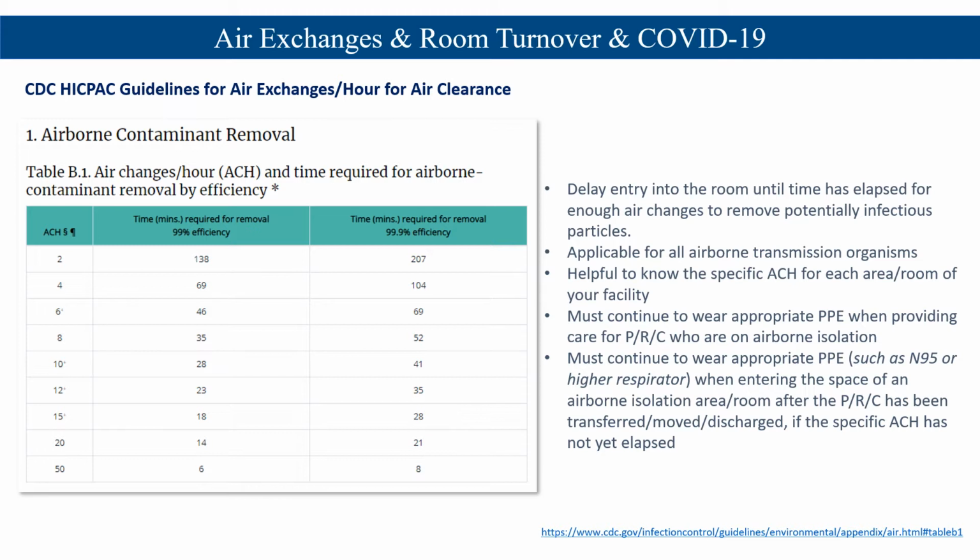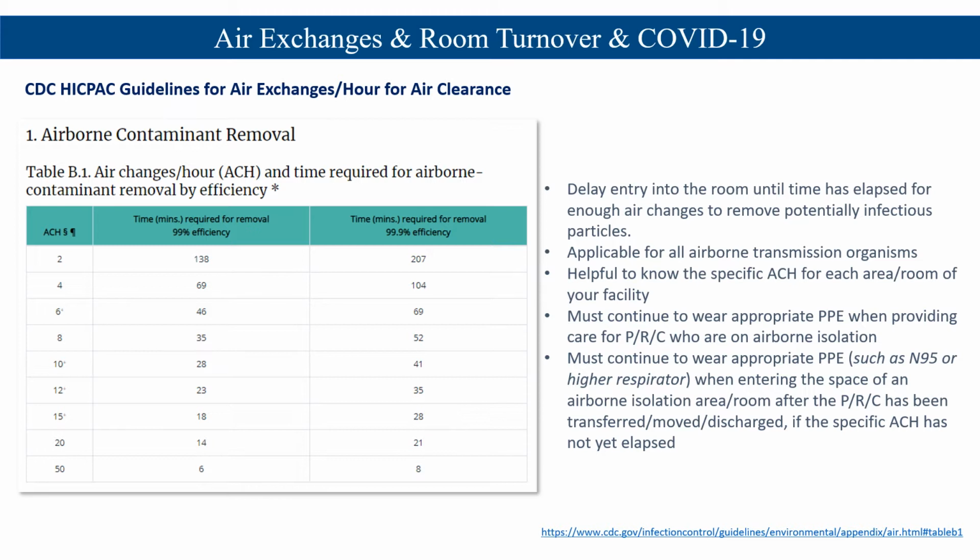So this is a process you would use at any point in time. You might be implementing airborne transmission-based precautions, and you're looking at the appropriate turnover of that air clearance, that airspace within the room. Now, the CDC HICPAC does offer some guidelines. You can see that in the chart on the left-hand side here, where based on the number of air exchanges you have per hour in your space, it looks at the amount of time you would need for that air clearance, air turnover to have occurred.